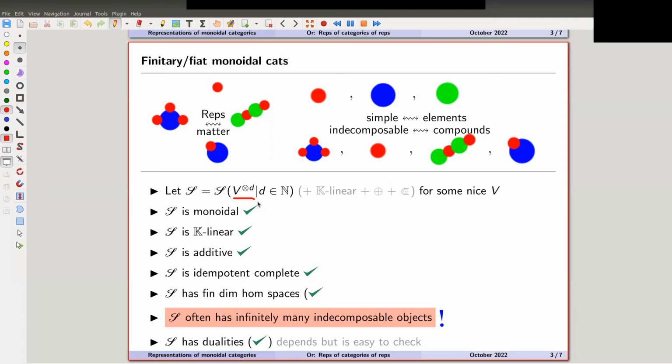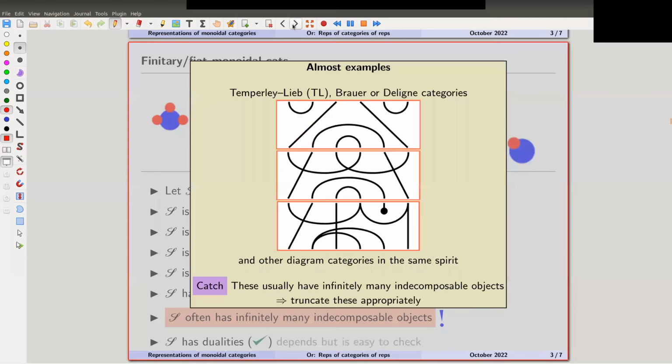So it's monoidal by construction because my new objects are just tensor products of a representation. It's linear, it's additive, all the other stuff comes for free. Whether it has dualities depends on the representation you've chosen, but it doesn't matter so much. Let me show you some very explicit examples.